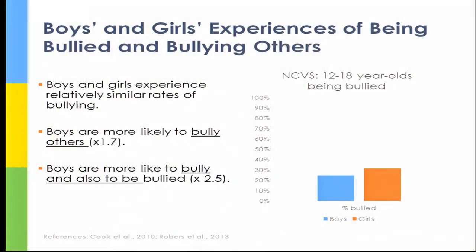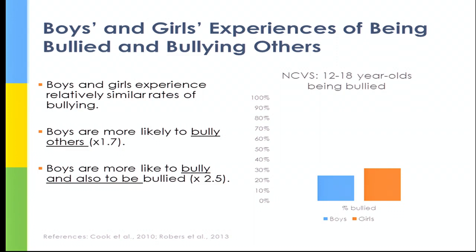What do we know about boys' and girls' experiences of being bullied and bullying others? Well, a recent meta-analysis found that boys and girls experience relatively similar rates of being bullied. As, for example, is shown in the figure on the right, these are data from the National Crime Victimization Survey. Slightly more girls than boys said that they had been bullied, and studies differ in prevalence rates, but typically relatively similar rates of kids overall, boys and girls, say they are bullied.